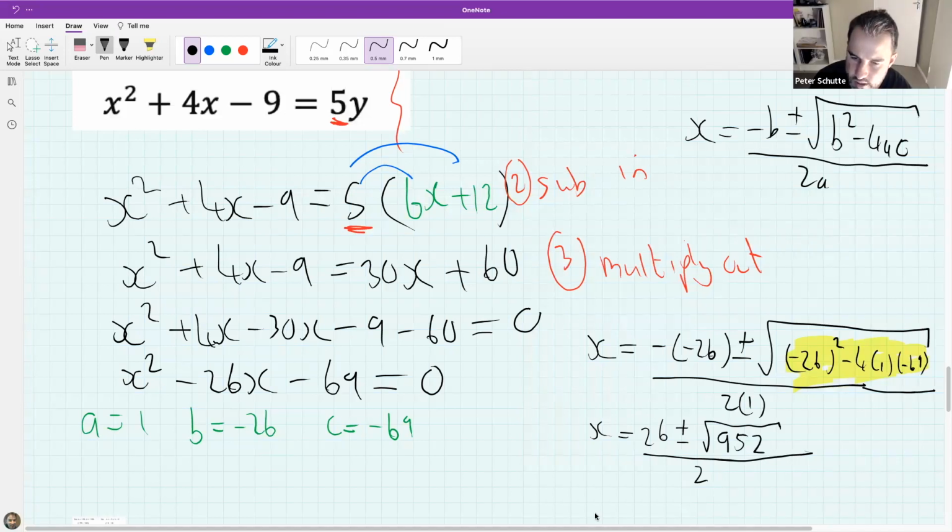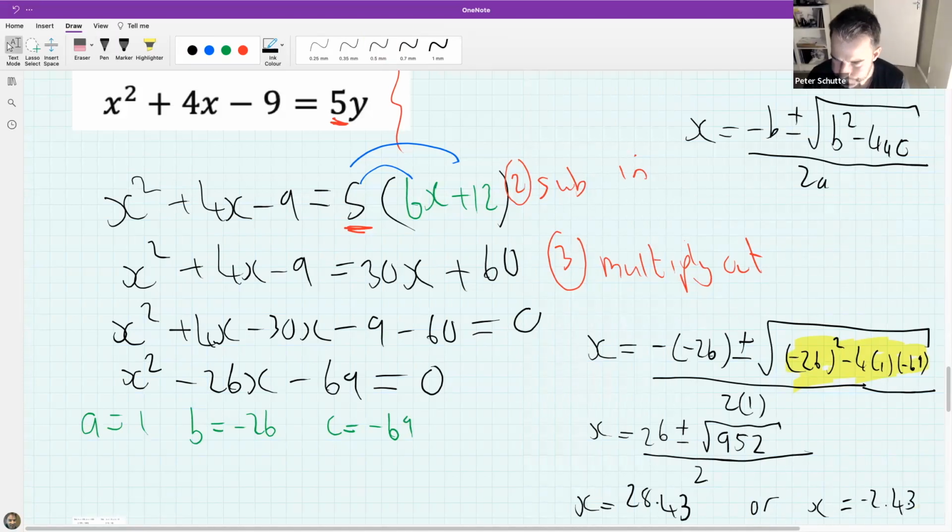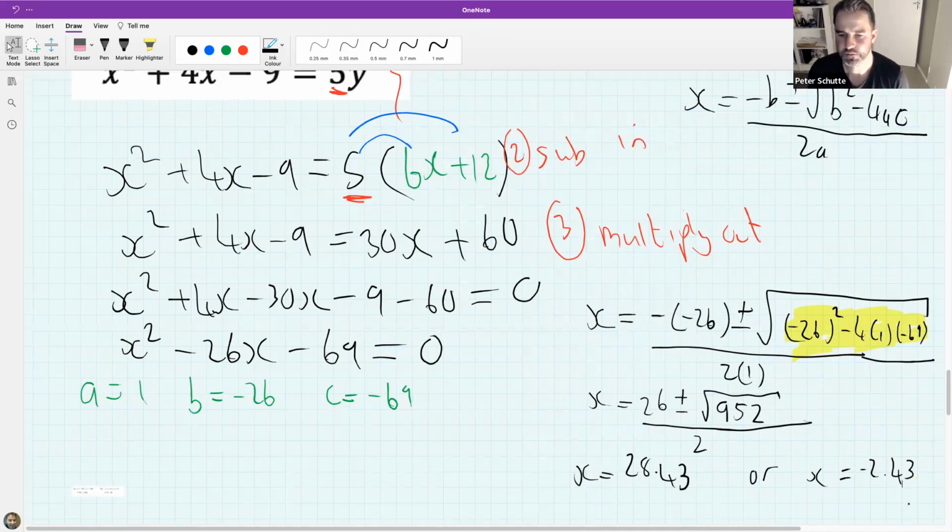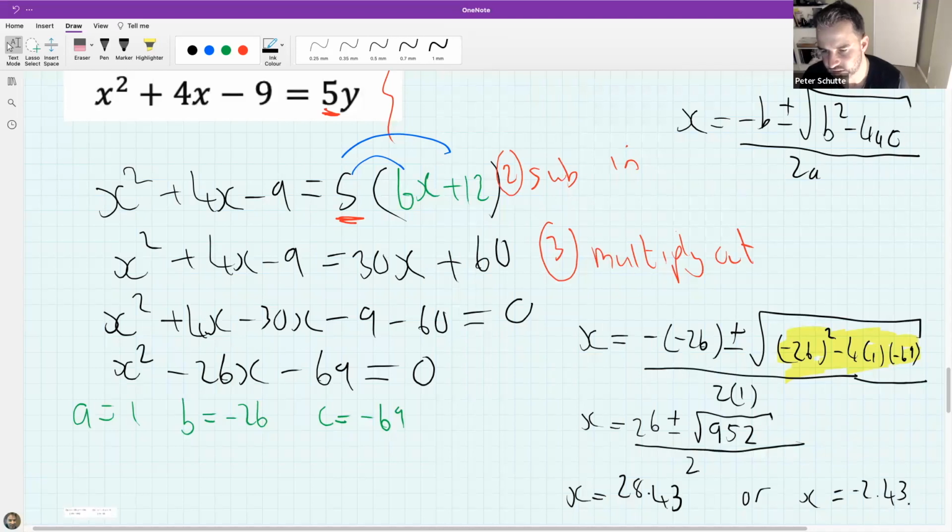Okay, so now 952 isn't a perfect square. Now, what that's going to mean is my answers for x are going to be a little bit messy. So I'm going to go 26 plus the square root of 952 over 2. And I suspect that that would be 28.43 based on what I'm seeing in the chat. And then on the other side of that, I'm going to get minus 2.43. Give me a thumbs up if you're getting 28.43 and minus 2.43 as your x answers.